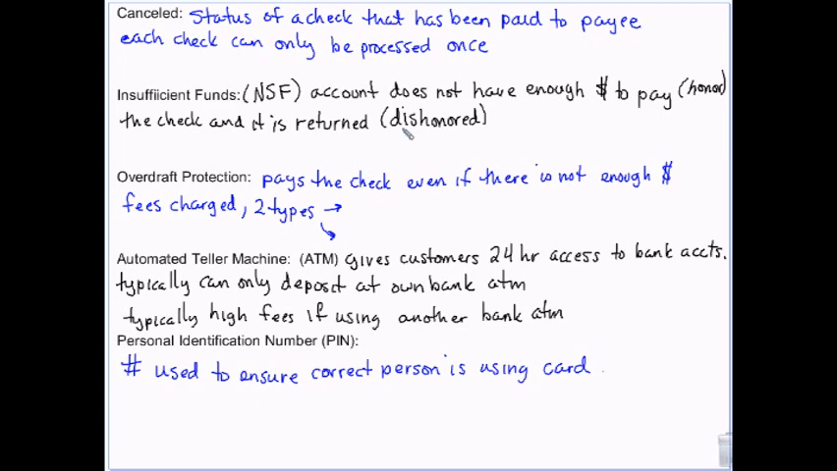Okay, insufficient funds. That's when your account does not have enough money to pay a check and it is returned or dishonored, also known as a rubber check or bounced.